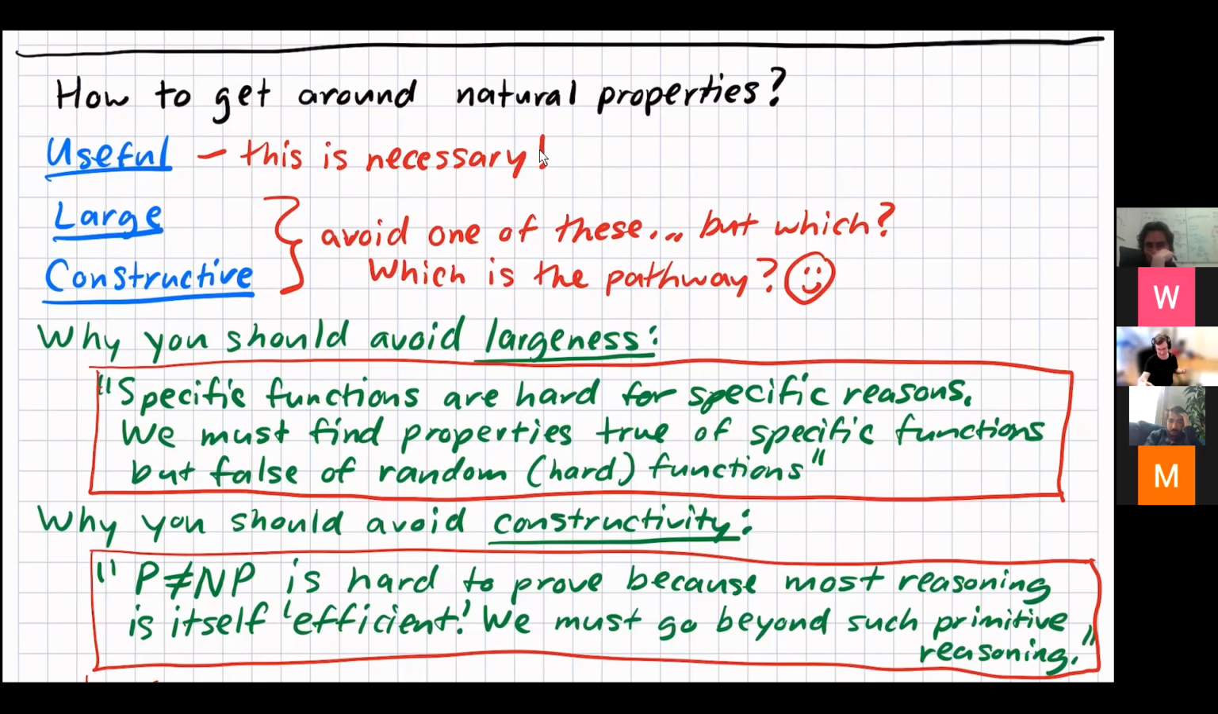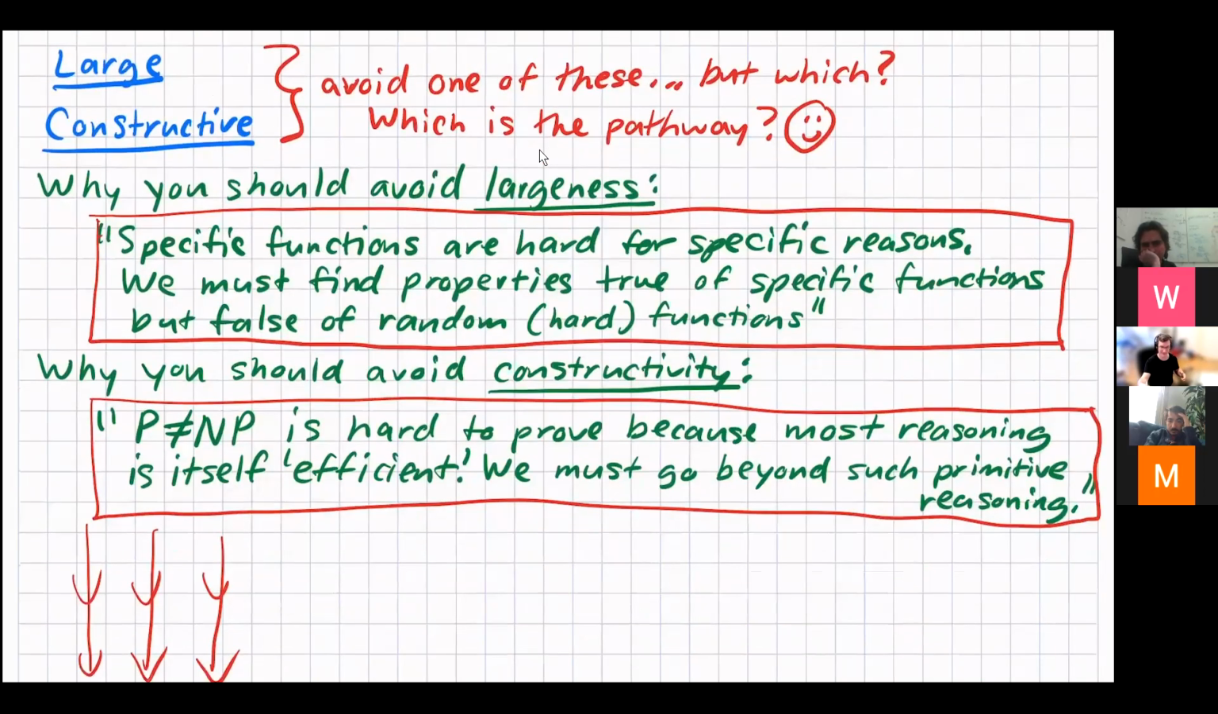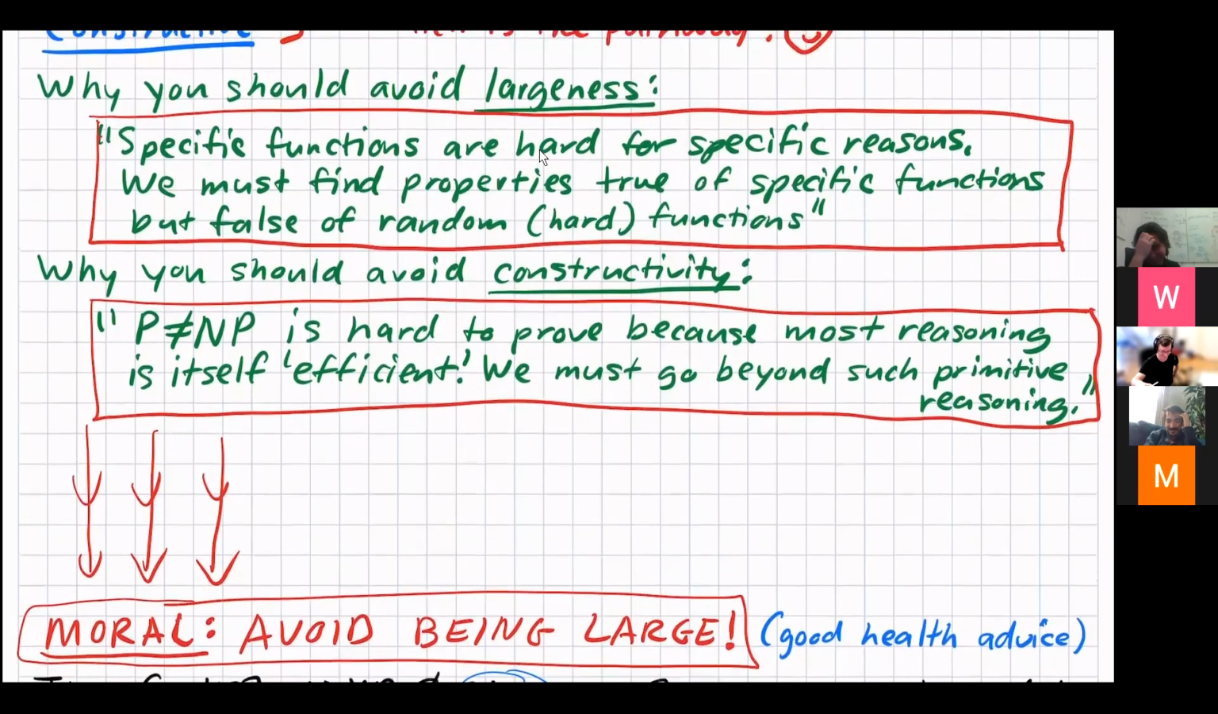They both make sense, actually, on some level, but as I'm hinting with the arrows, the moral is to avoid being large. And this is good health advice in general too. You should avoid being large with your properties and yourselves, I guess. Hard to do in a pandemic sometimes.